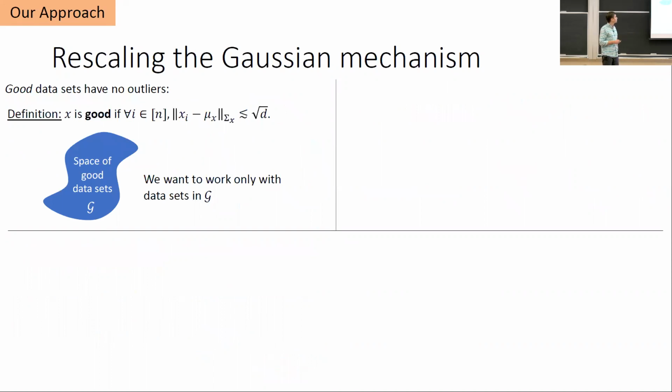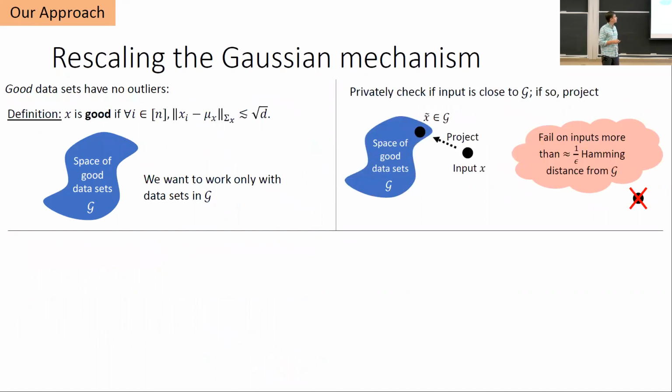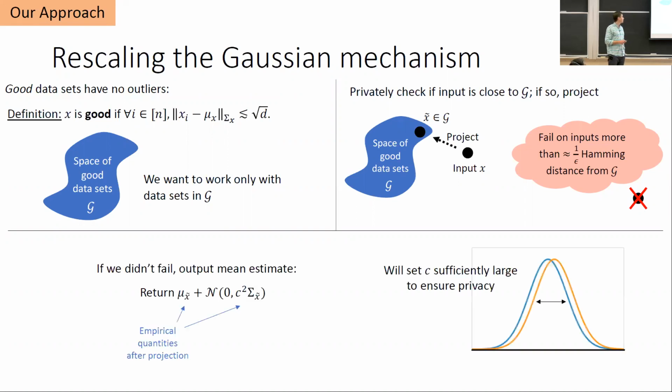Okay, so what are we going to do? Given an input data set, we're first going to check if the input is close to this space of good data sets in Hamming distance. If so, we're going to somehow, in exponential time, project into the set. If it's far away from G, more than like 1 over epsilon in Hamming distance, then we'll just fail. And if we don't fail, we'll release the empirical mean plus noise that's scaled to the empirical covariance, where we've calculated these empirical quantities after we've done the projection step. And we'll have to set C sufficiently large to ensure privacy.